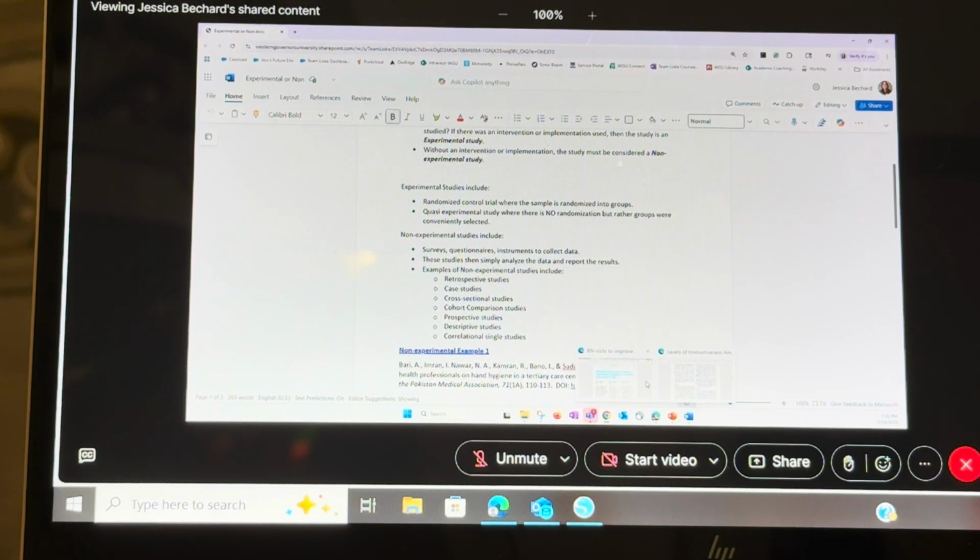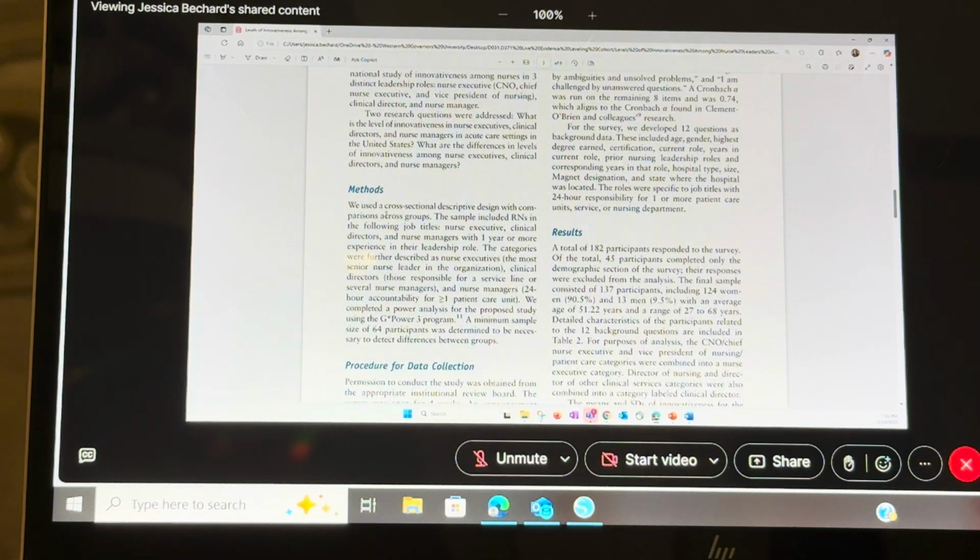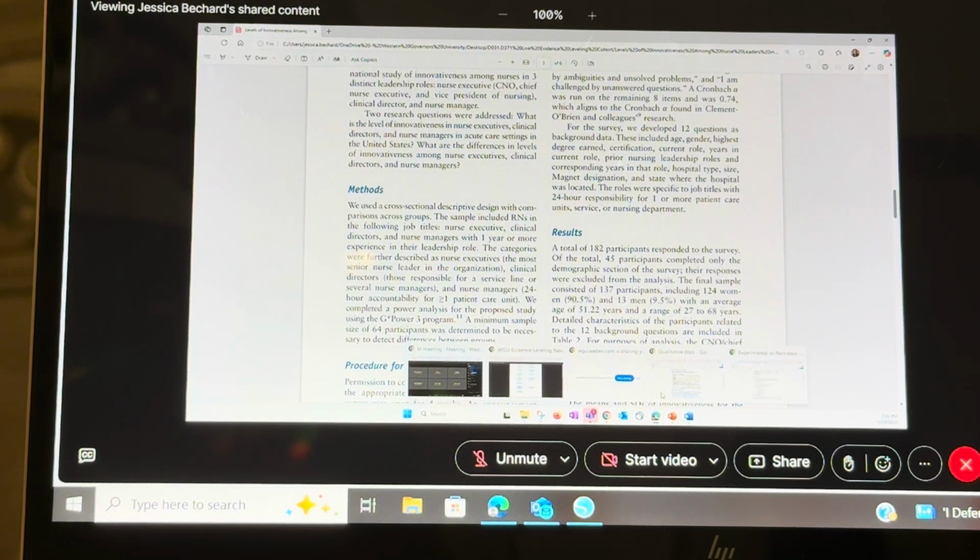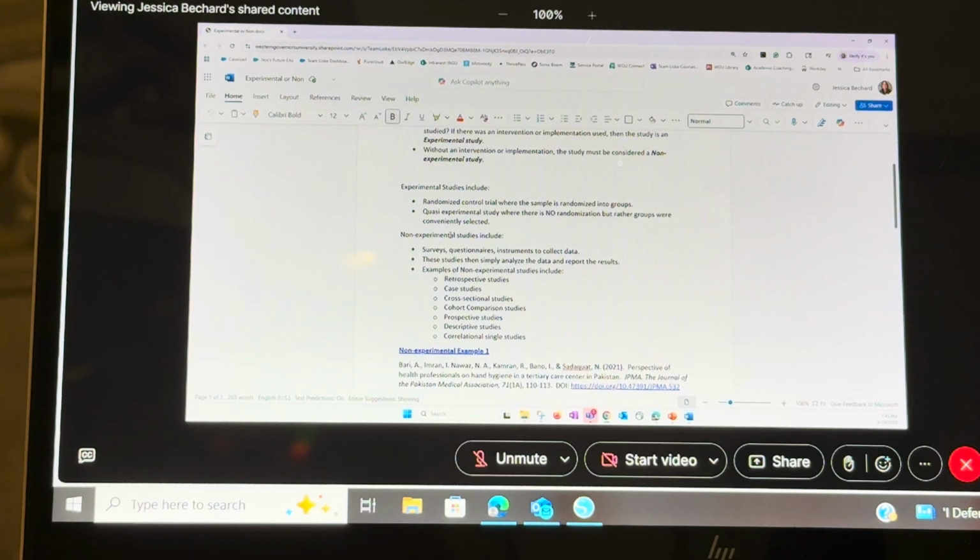So let's go back to our article, and just by what we know, let's look here. We use a cross-sectional descriptive design with comparisons across groups. So are we going to call this experimental or non-experimental? And Janet has the answer, non-experimental, yes. And here, keep the keywords, right? Even if you didn't know anything else and you hadn't looked any further, cross-sectional and descriptive are two of those keywords from our types of non-experimental studies. Descriptive, cross-sectional, okay?